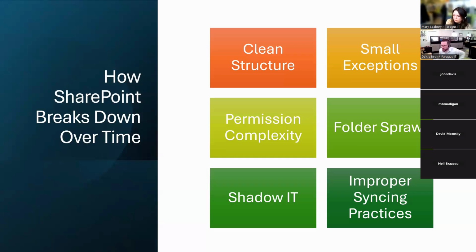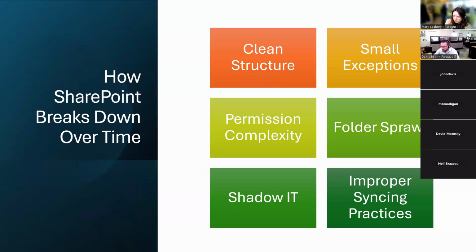As a result, permissions are going to become layered and inconsistent, and no one is entirely sure who has access to what. By year 4, folder sprawl sets in. Libraries are deeply nested, and search becomes less effective because content is duplicated and poorly tagged. Employees begin storing important documents locally or in personal OneDrive accounts because they've lost confidence in the structure. That's when shadow IT begins to grow.